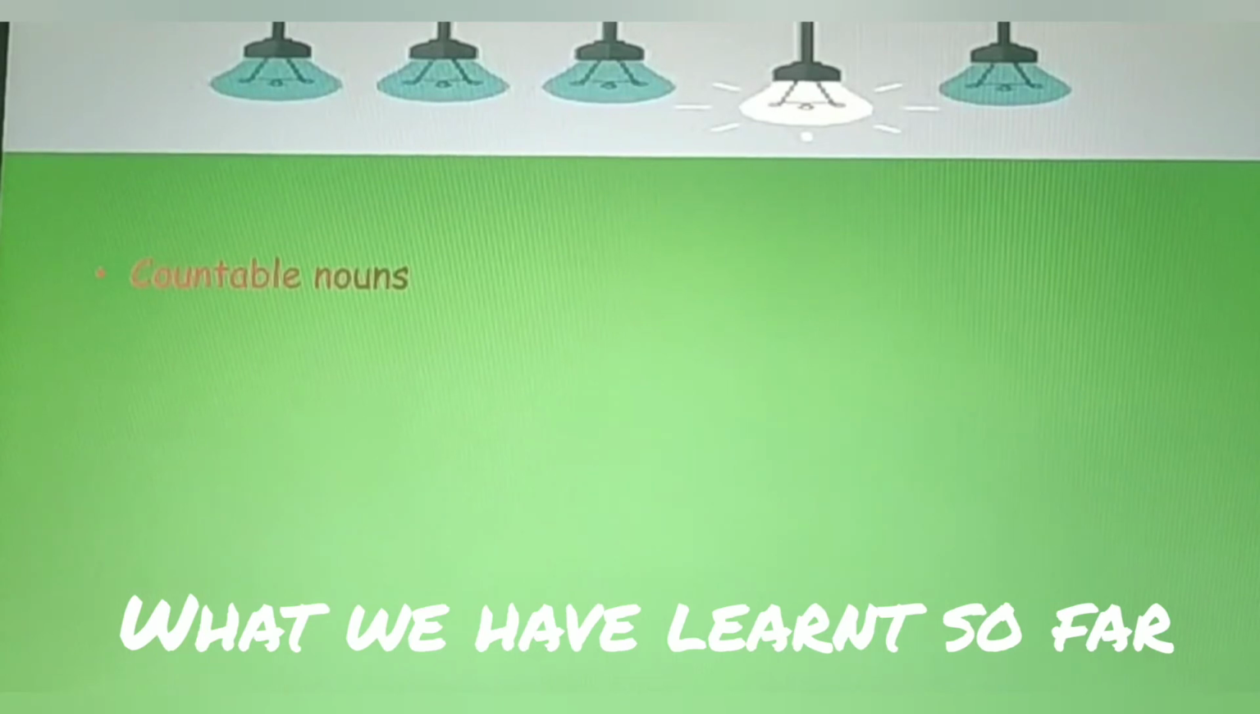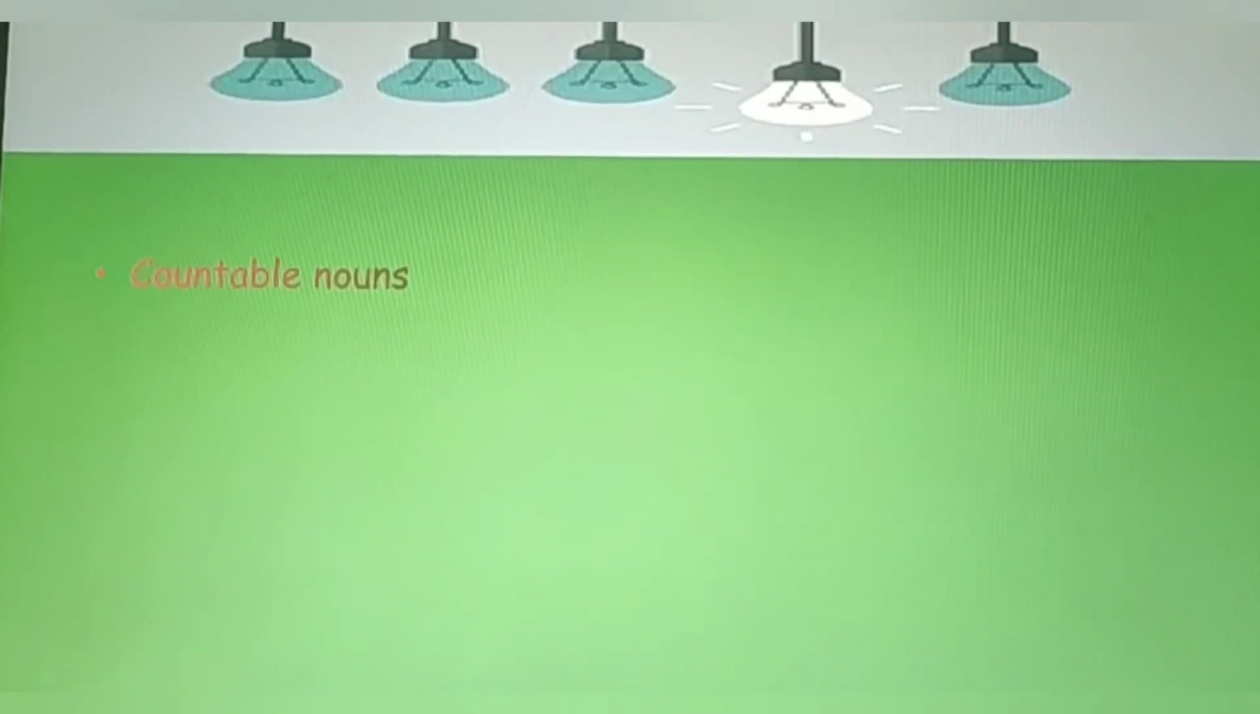Countable nouns are things that we can count. They are also known as count nouns. They can be in the singular and plural form. For example, table, tables, car, cars.